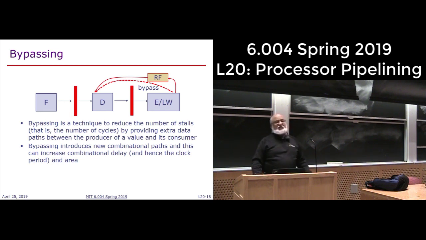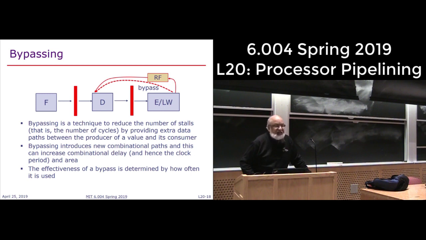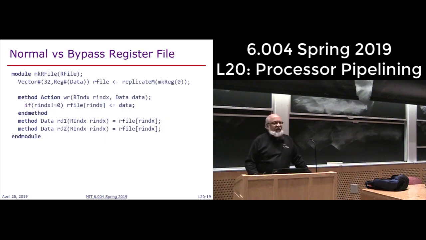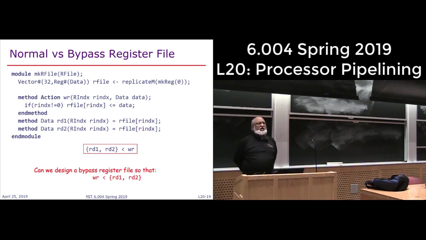Bypassing introduces new combinational paths, and sometimes it can make the clock worse. So yes, you will save a cycle, but then now when you do the analysis, you will see, oops, my combinational paths in my design have become longer. The effectiveness of bypass is determined by how often it is used. This is just very simple code for register file. All I'm trying to tell you is that what we already discussed, this is the normal register file where reads happen before write. And later on we will see if we can design a register file so that if you write it, that's the value I will get in the same cycle. Writes happen before reads, right? So that's the whole idea behind a bypass. How to design these things will be the topic of the next lecture.